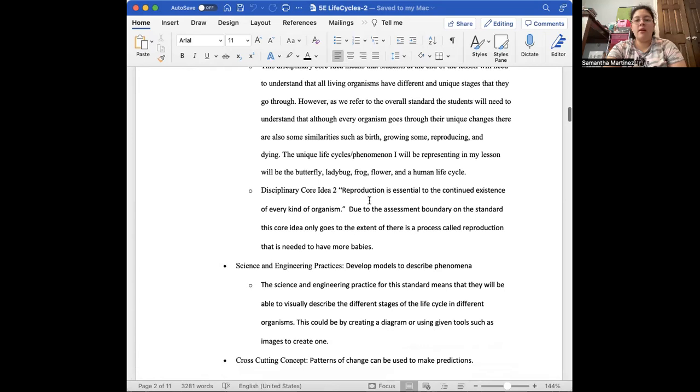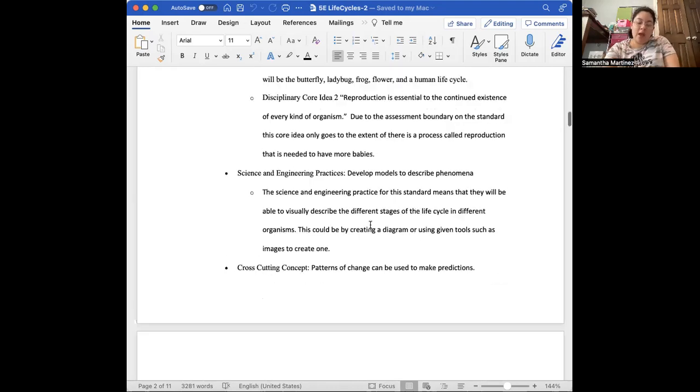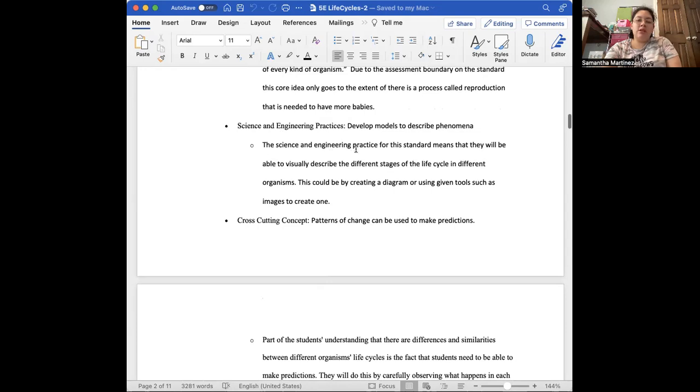And then the second disciplinary core idea that was on there was reproduction is essential to the continued existence of every kind of organism. So this one, due to the assessment boundary, only goes to the extent of what reproduction is and why it happens, basically, but you don't go into detail of, oh, reproduction happens like this, because then you will get sued. So then science and engineering practices, you develop models to describe the phenomena.